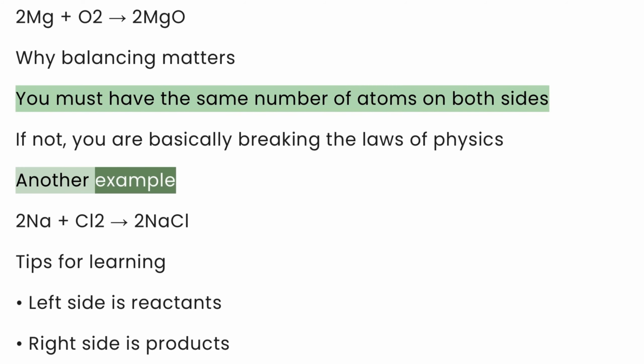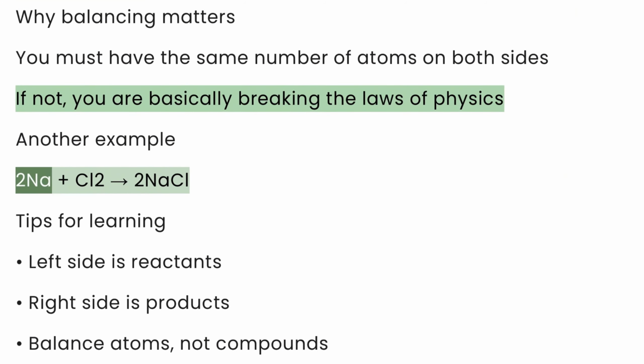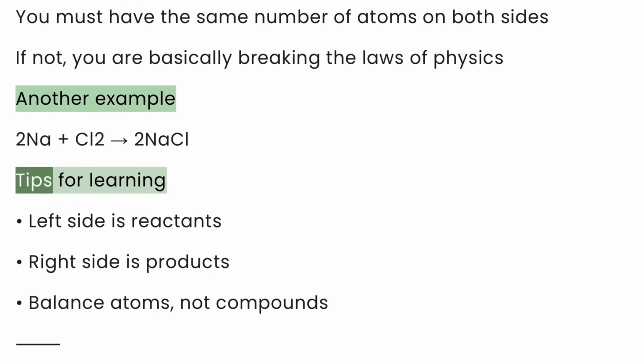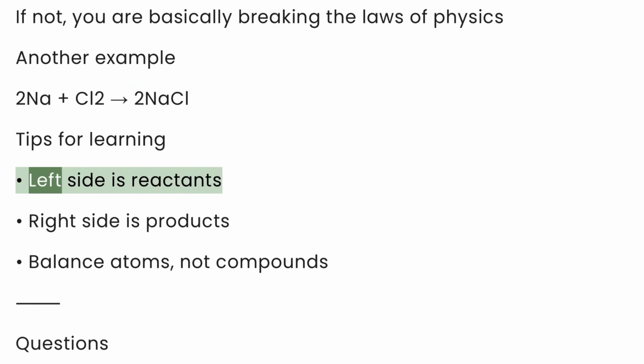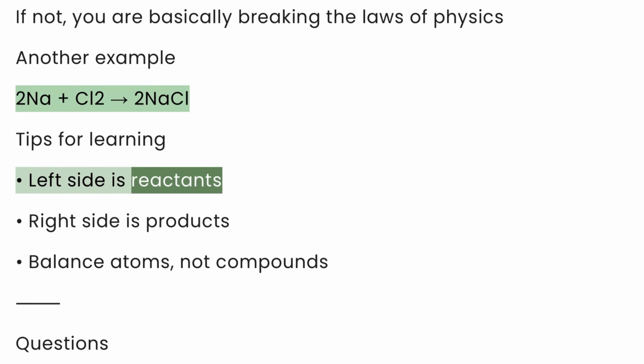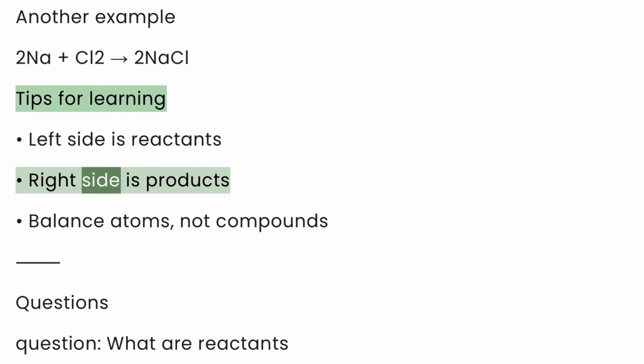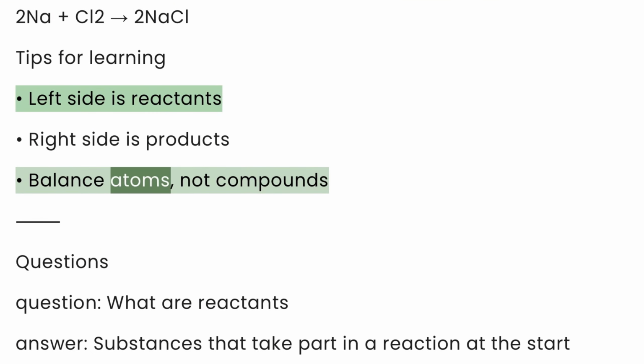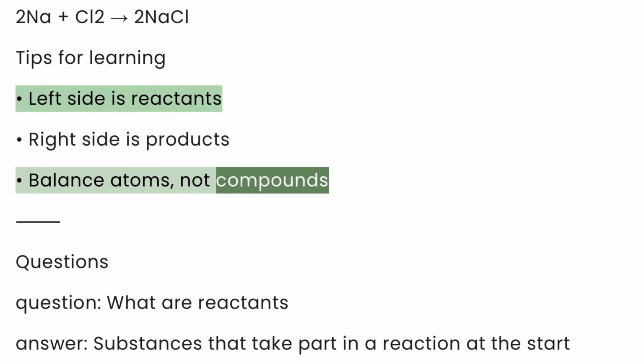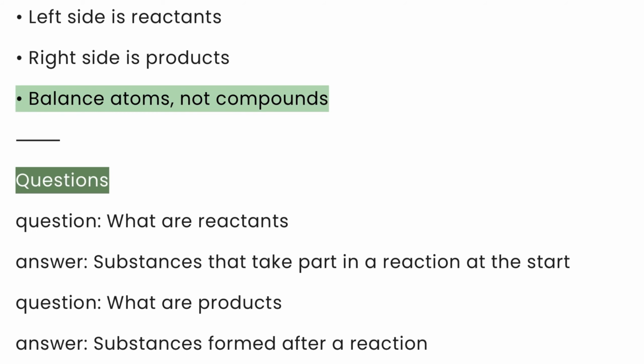Another example: 2Na plus Cl2, 2 sodium chloride. Tips for learning. Left side is reactants. Right side is products. Balance atoms, not compounds.